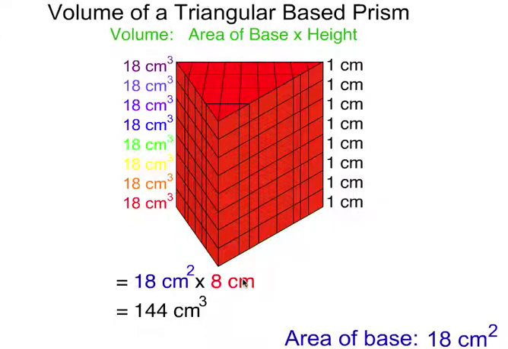Notice it's the same for a rectangular base prism or an octagon base prism or a hexagon base prism. It doesn't matter what the base is. It's area of the base times how many layers you have, so the area of the base times the height. So the volume of any kind of prism or cylinder is area of the base times the height.